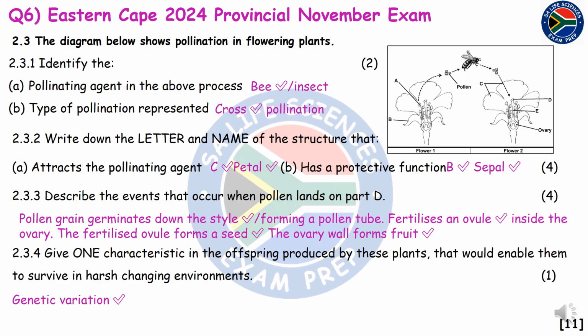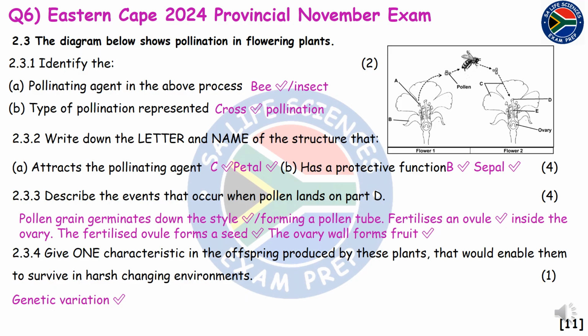2.3.2, write down the letter and name of the structure that attracts the pollinating agent. Now, that would be the petal, which is label C. Write down the letter and name of the structure that has a protective function. That would be B, the sepal. Note that for this question, you are asked to write down the letter and the name, which is why this question is worth 4 marks. 1 mark for the letter, 1 mark for the name.